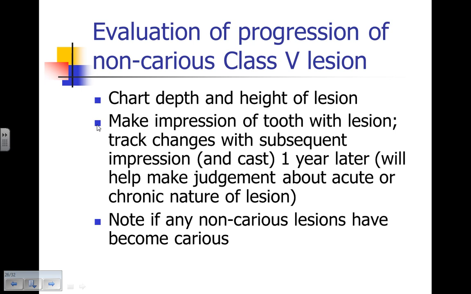So we'll make an impression capturing in detail that cervical lesion. We'll pour it up as a cast and store that cast in the patient's storage box, in their case box. A year later, we repeat the impression. We've made a note in the chart to remind us on the 1-year recall to repeat the impression, and that will help us make a judgment whether this is an acute loss of tooth structure or a chronic lesion that had its acute stages many years ago, but has an equilibrium and is not continuing.